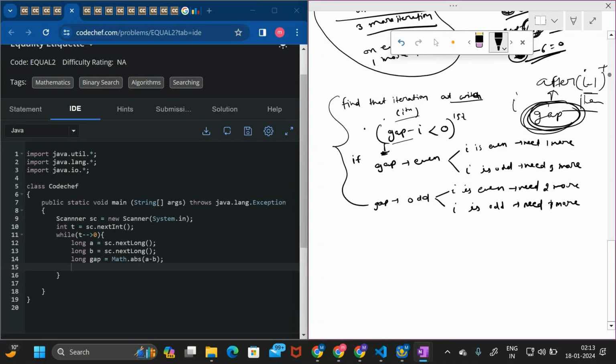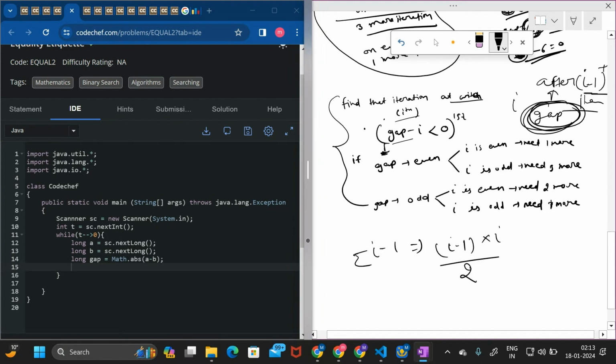So what is i minus 1? The sum till i minus 1 is equal to (i minus 1) times i divided by 2. Okay, so we have to find this. What do we do?